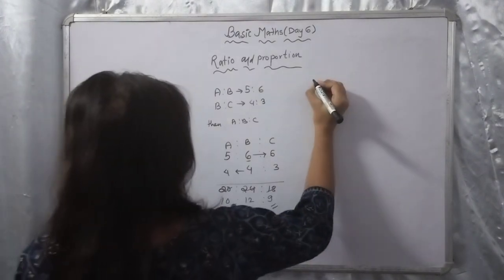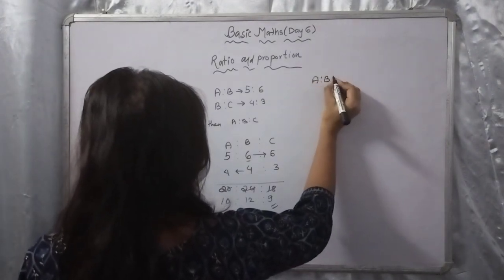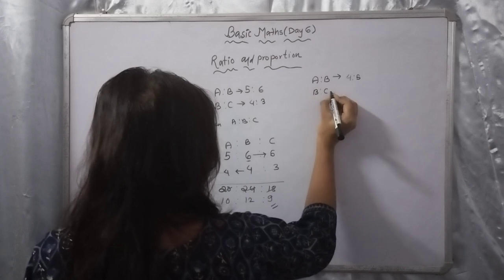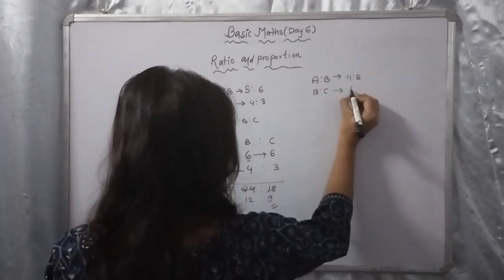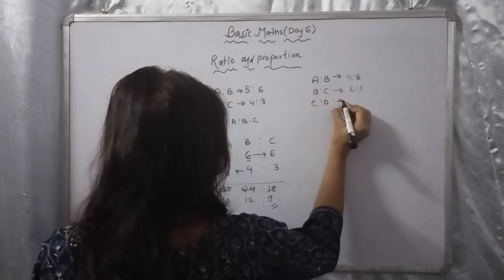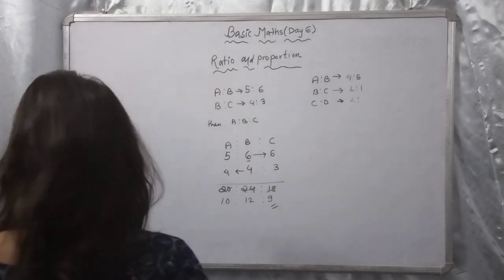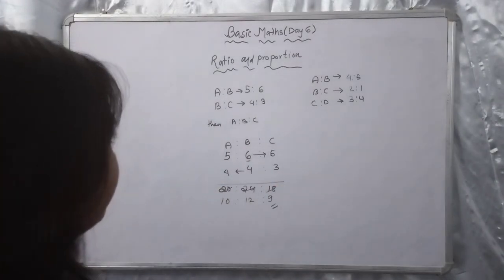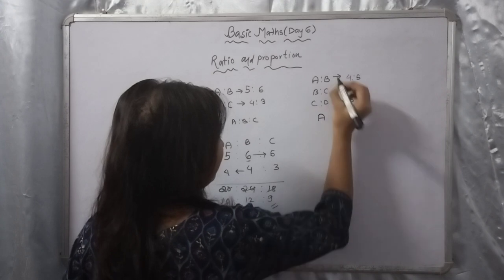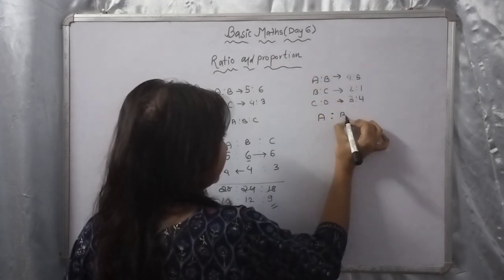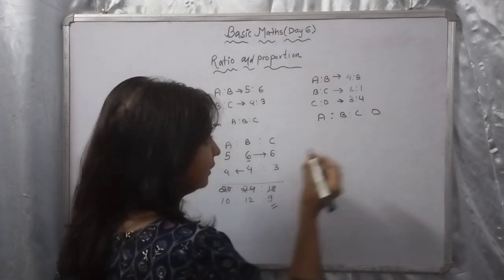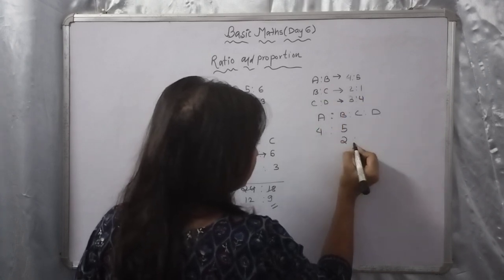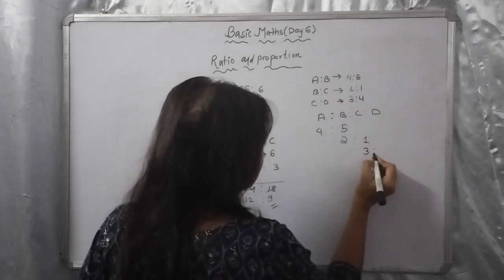Now let's do one similar question with four numbers, that is A is to B is 4 is to 5, B is to C is 2 is to 1, and C is to D is 3 is to 4. Fine. Now find out A is to B is to C is to D. Fine. This is our question. Now we will write A is to B is 4 is to 5, B is to C is 2 is to 1, C is to D is 3 is to 4.